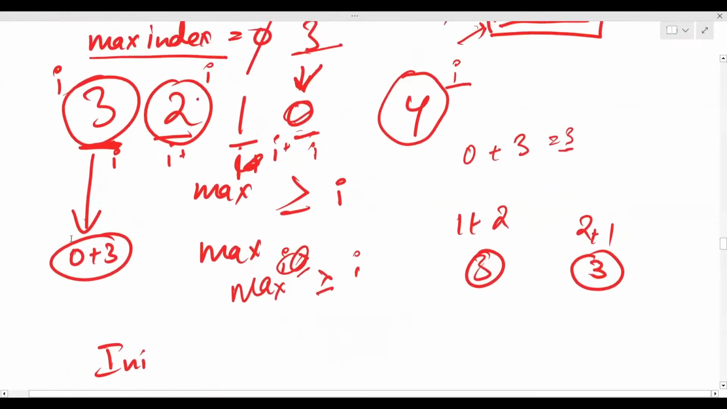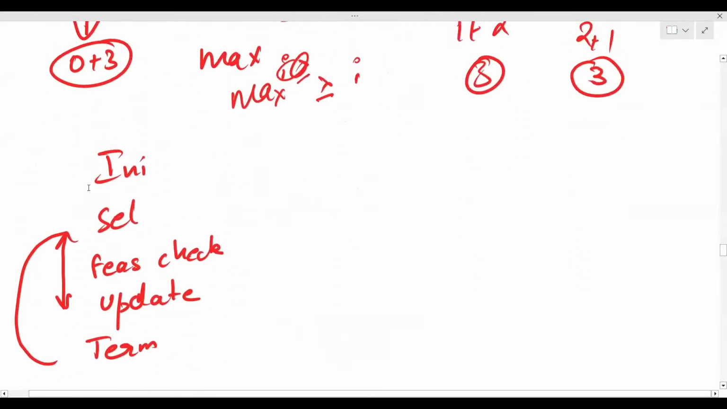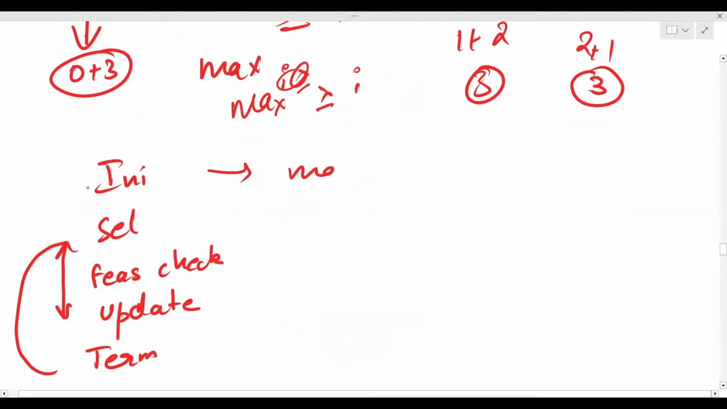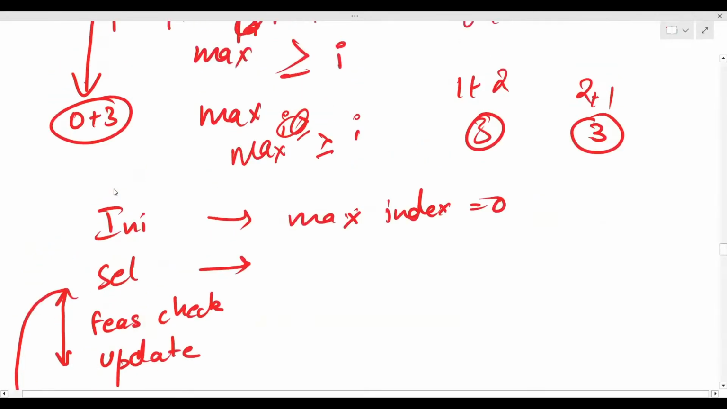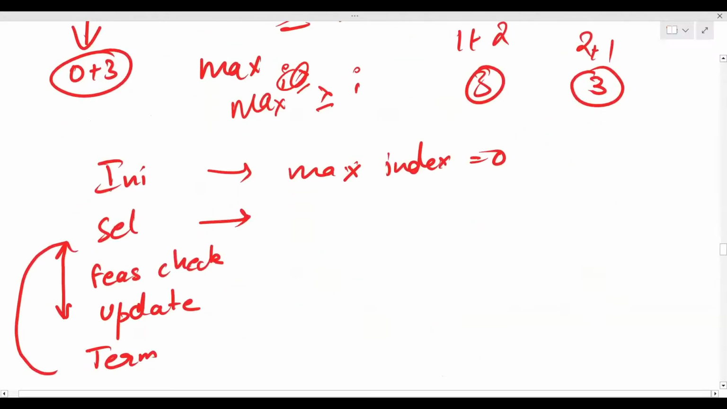So what is initialization here? Initialization is that the maximum index that can be reached initially is 0. What is selection here? If I select this, what is the place that I can go to? I can go to I plus AI. Now, what is the feasibility check?